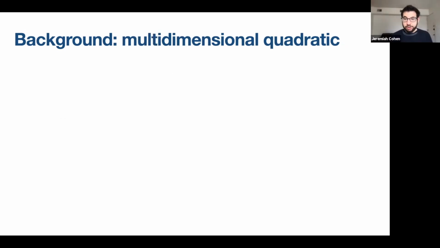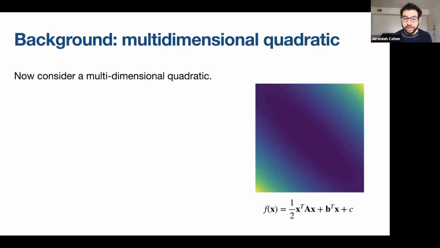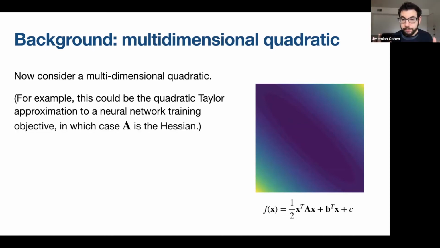So it turns out the same thing generalizes to the case of a multidimensional quadratic. A multidimensional quadratic looks like this: the form f of x equals 1/2 x transpose A x plus b transpose x plus c. A is now a matrix. The reason why multidimensional quadratics are interesting is because given any objective function, say like a neural net training objective, you can take the second order Taylor approximation around any point, and that gives you a multidimensional quadratic function that's a local model for the training objective. In which case A is going to be the Hessian matrix of the training objective at the point around which you're Taylor expanding.